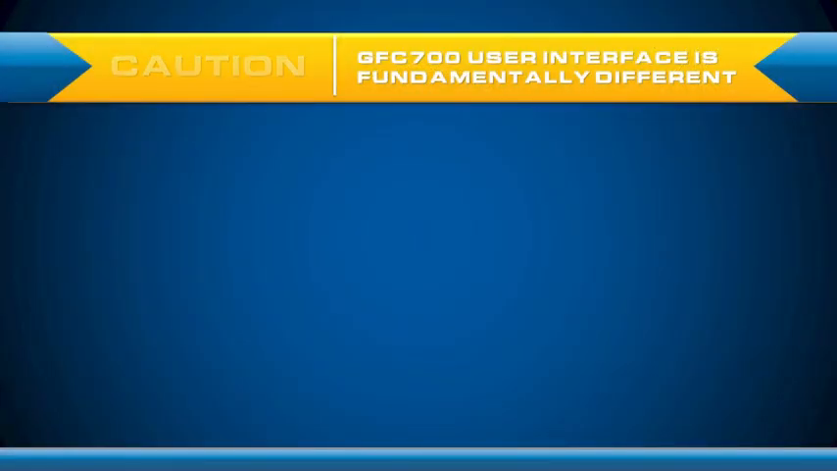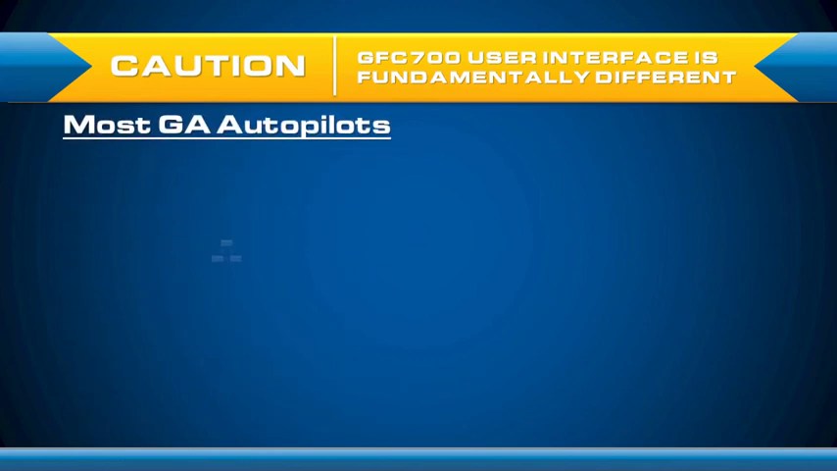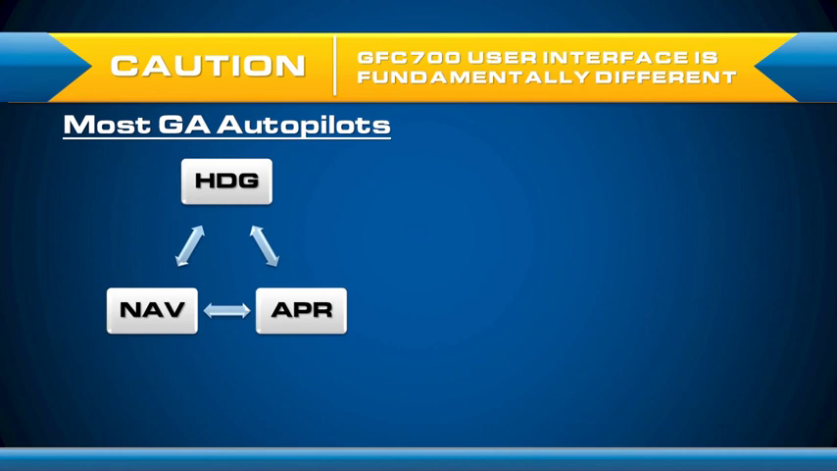So I have a caution for you. The GFC user interface is fundamentally different from most GA autopilots. You're probably familiar with simply pressing a button to go into the mode you want, and this is how most GA autopilots work. To go into heading mode, you simply press the heading button and you're there. Pressing the heading button a second time does nothing, though, since you already are in heading mode.